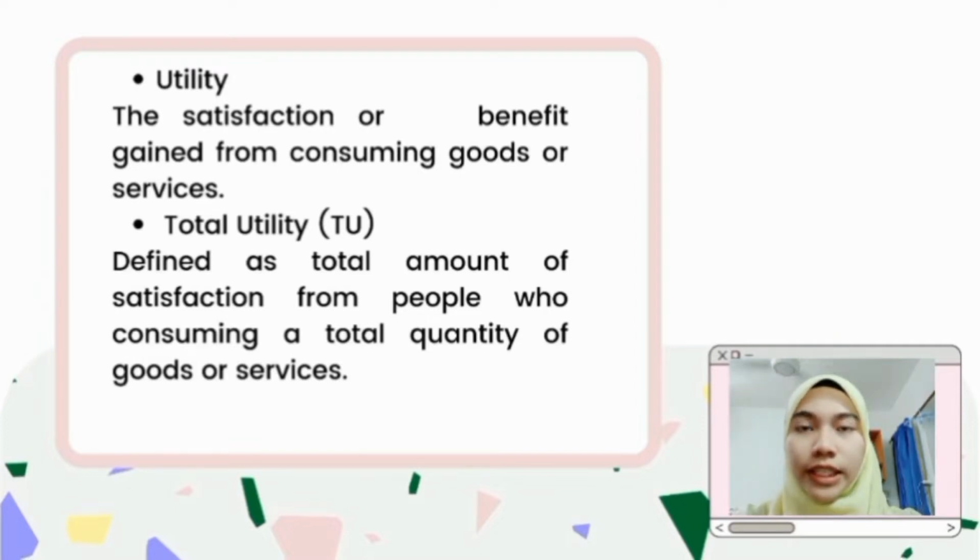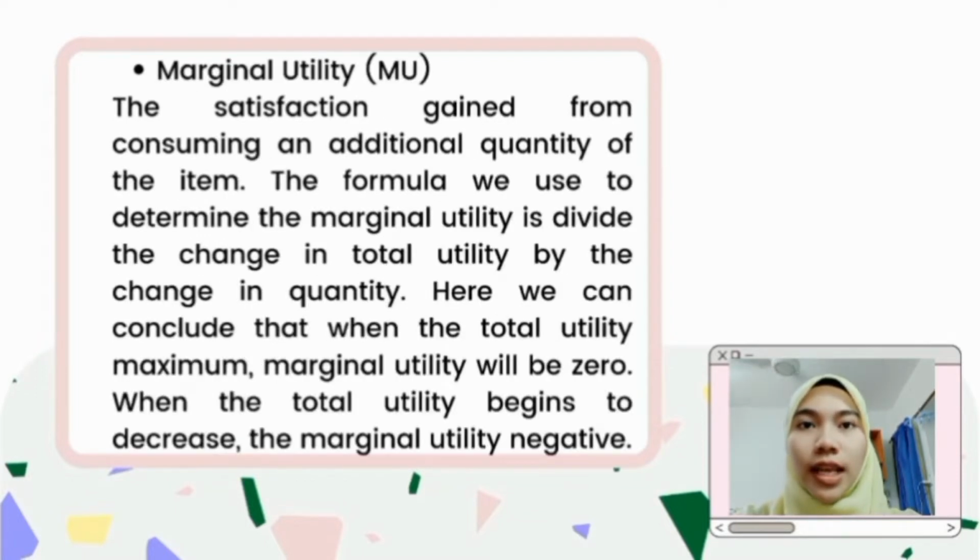Total utility is defined as the total amount of satisfaction from people consuming a total quantity of goods or services. Marginal utility is the satisfaction gained from consuming an additional quantity of the item. The formula we use to determine the marginal utility is to divide the change in total utility by the change in quantity. Here we can conclude that when the total utility is maximum, marginal utility will be 0. When the total utility begins to decrease, the marginal utility is negative.